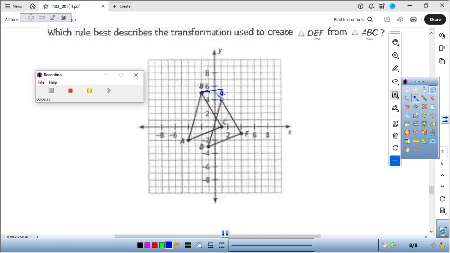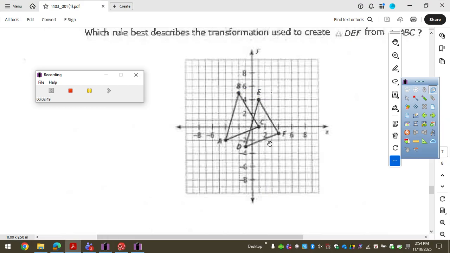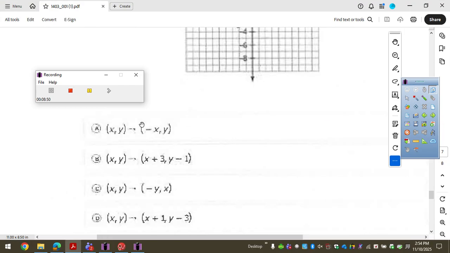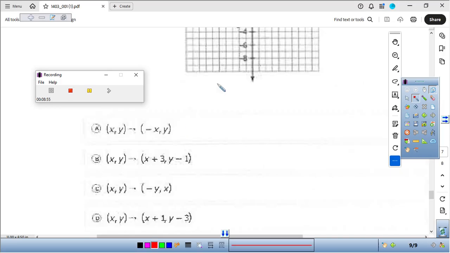So I'm going to go 1, 2, 3 to the right, or this is X plus 3, and then we're going down 1. We're going to go Y minus 1. And that's it. X plus 3, Y minus 1. And there it is. Again, this is all because of the way I looked at it. Same size. It's moving to the right and then down. It has to be B. So I don't know how else to explain it.